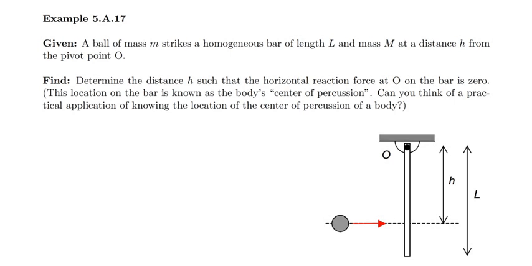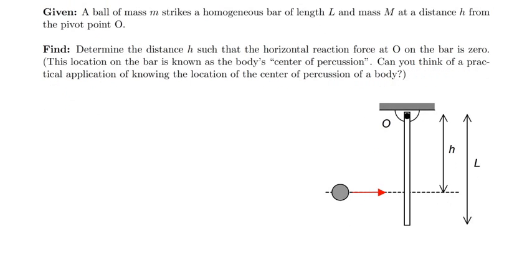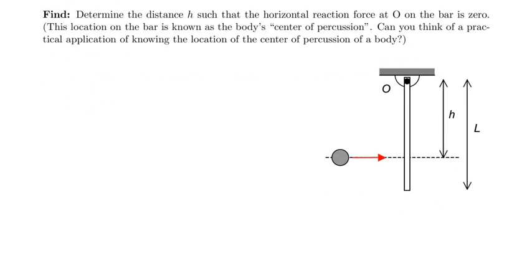Given this information, we're asked to determine the distance h such that the horizontal reaction force of the bar at point O is 0. In reality, this position h is often known as the object's center of percussion, and this has been used somewhat famously in the sporting goods world to try to minimize the amount of reactions that would occur when striking a ball, for example, with a bat.